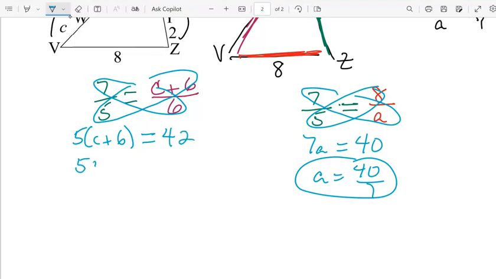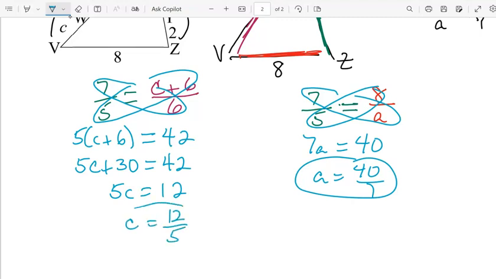Okay, I'm going to distribute that multiplication over the addition in the parentheses. We get 5C plus 30 is equal to 42. And now I'm going to subtract off 30. 5C is equal to 12. And then divide by 5. And we get C is equal to 12/5.